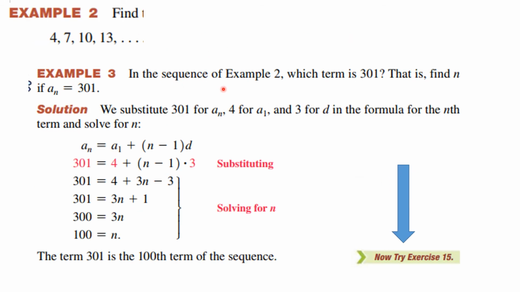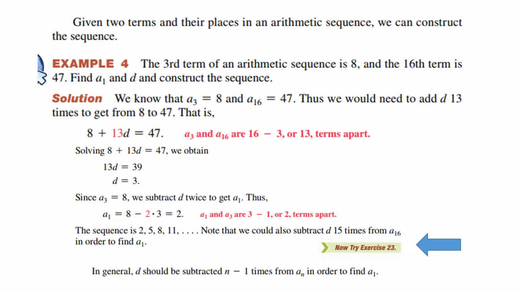Example 3 says in the sequence of example 2, and I repeated it here, which term is 301? That is, find n if an is equal to 301. Well, we're going to use the same formula right here, but the 301 goes over here. That is what an is. a1 was 4, and d was 3. The only thing we don't know is n. So this is an equation in n that we solve, and we find n is 100. So the term 301 is the 100th term of the sequence. Here is an exercise you can do to test your understanding.